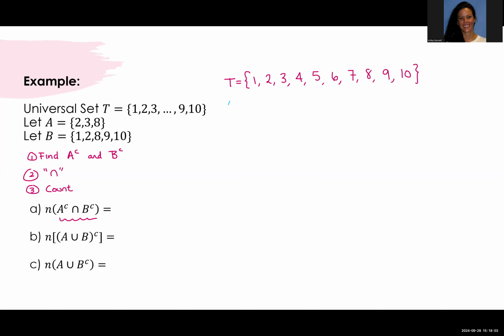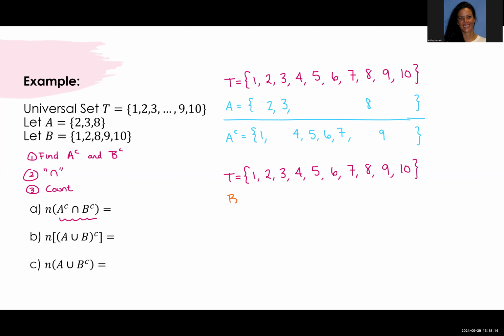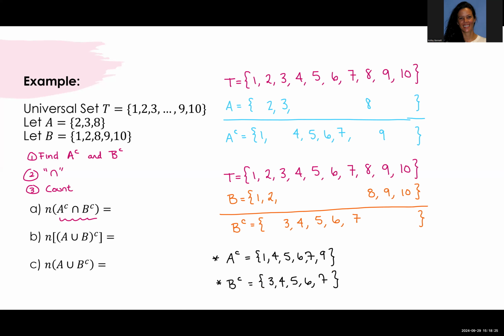So I'm doing what I always do. I'm writing out A and I'm saying what's missing. So in that way, I get A complement. And I'm going to do the same thing for B. I'm going to write it all spaced out and I'm going to say what is missing. So now that I have A complement and B complement, I can look at what the intersection contains. They both have 4, they both have 5, they both have 6, and they both have 7. And so that is 4 elements in that set: 4, 5, 6, 7. So the answer to that is 4.